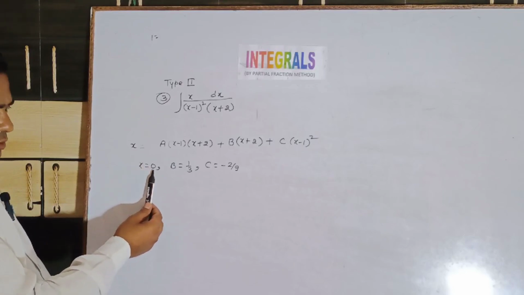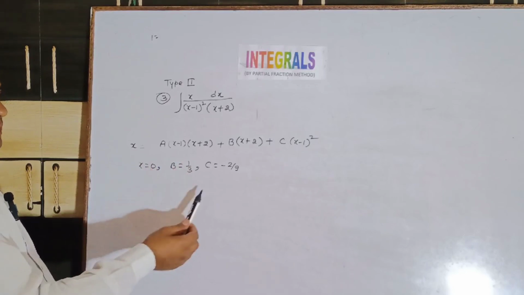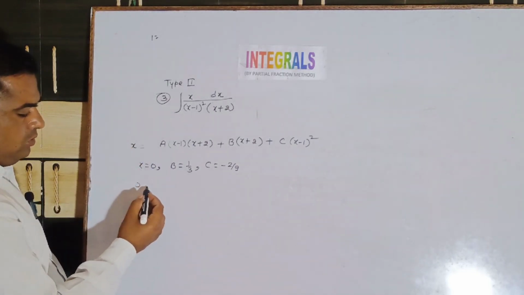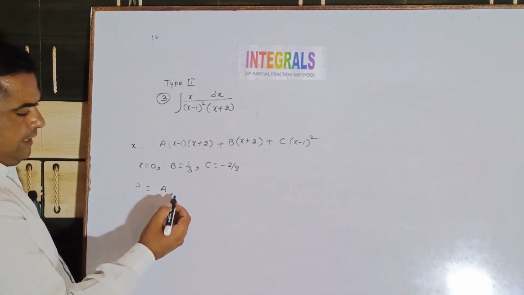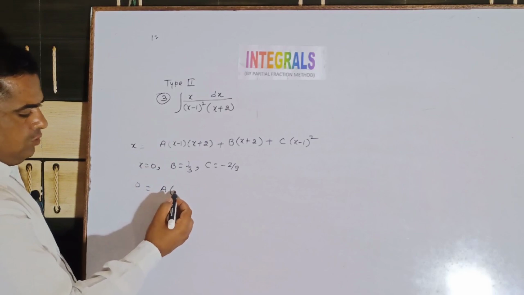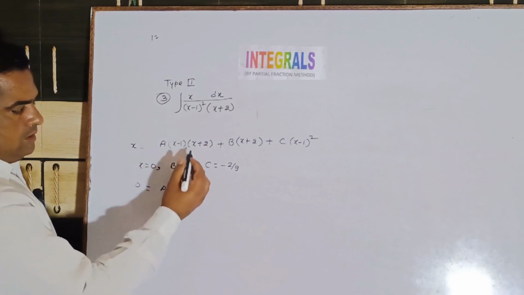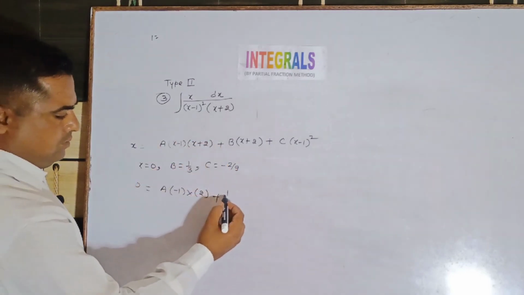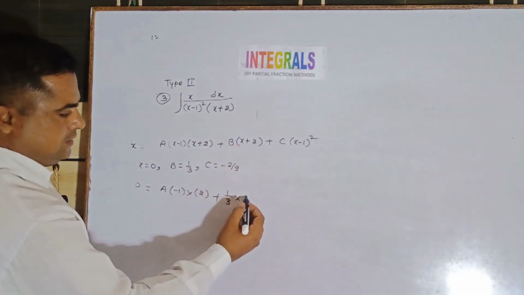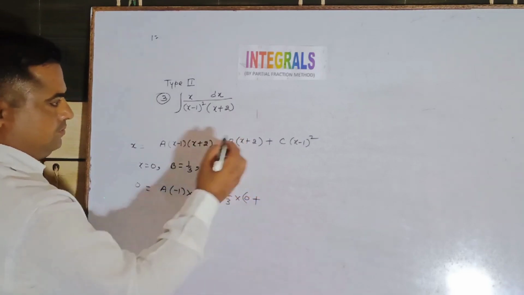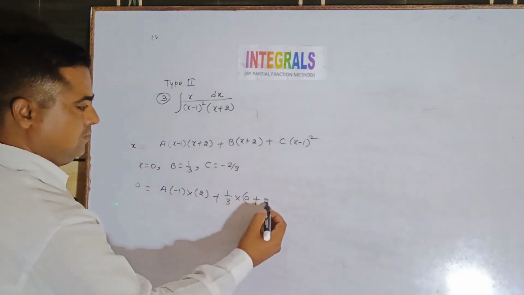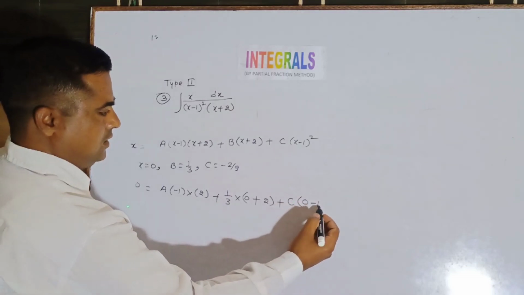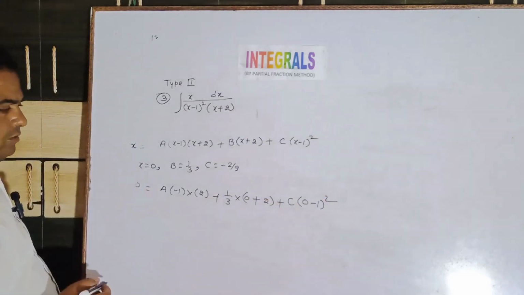Students, now putting x equals 0, B equals 1 by 3 and C equals minus 2 by 9. So what will we get here? The value at x equals 0 is equal to A. We have to find the value at x equals 0. So 0 minus 1, this is minus 1. 0 plus 2, so this is plus 2. B, we have 1 by 3 into the value of x, this is 0 minus 1 whole square. So we will do the calculation.